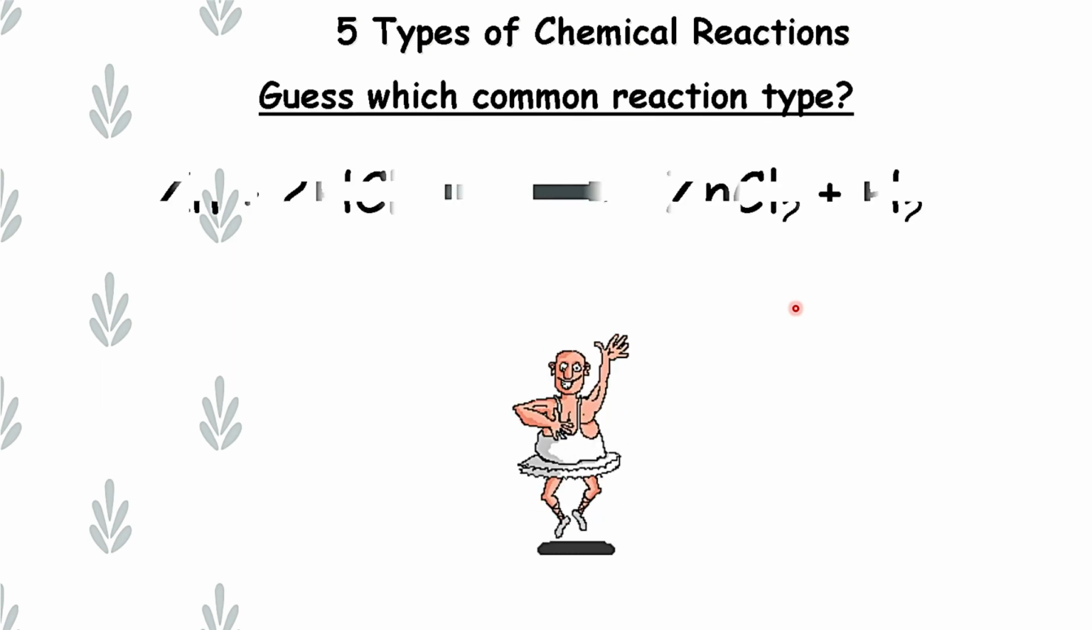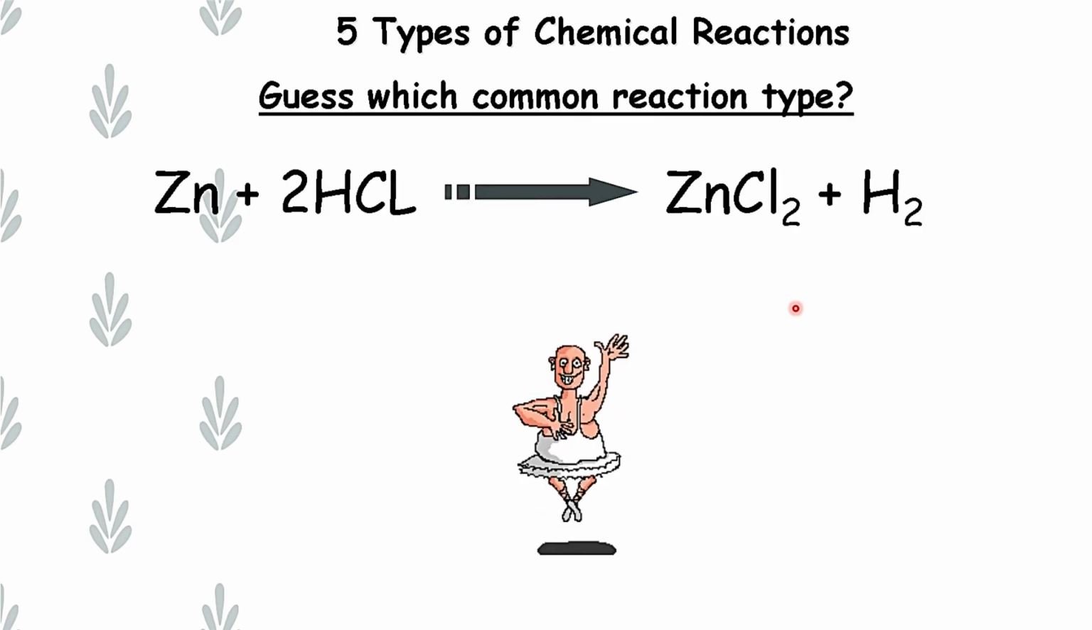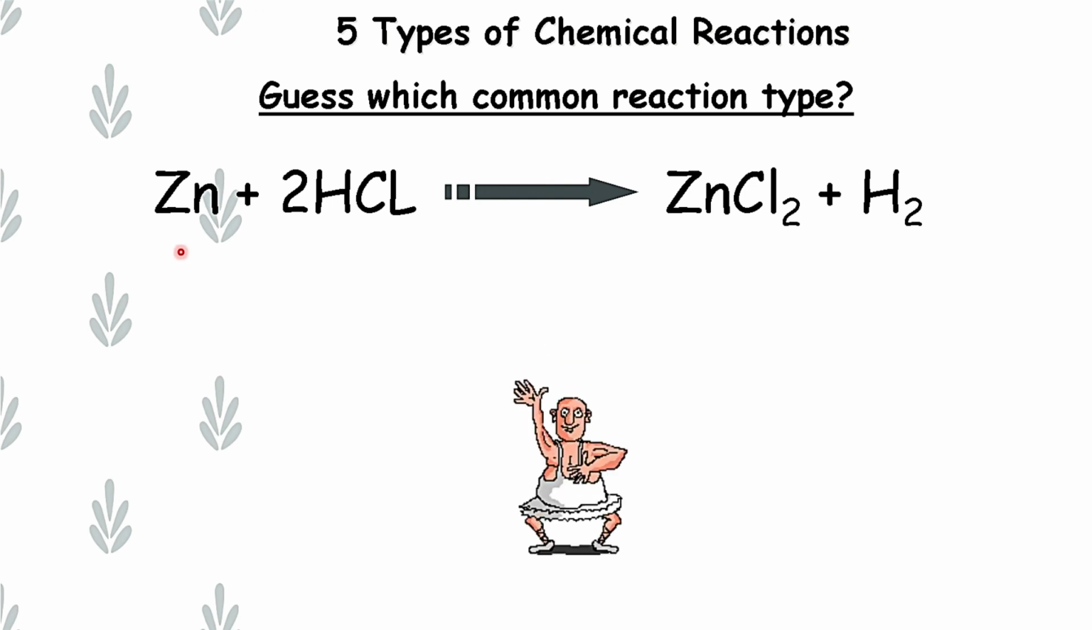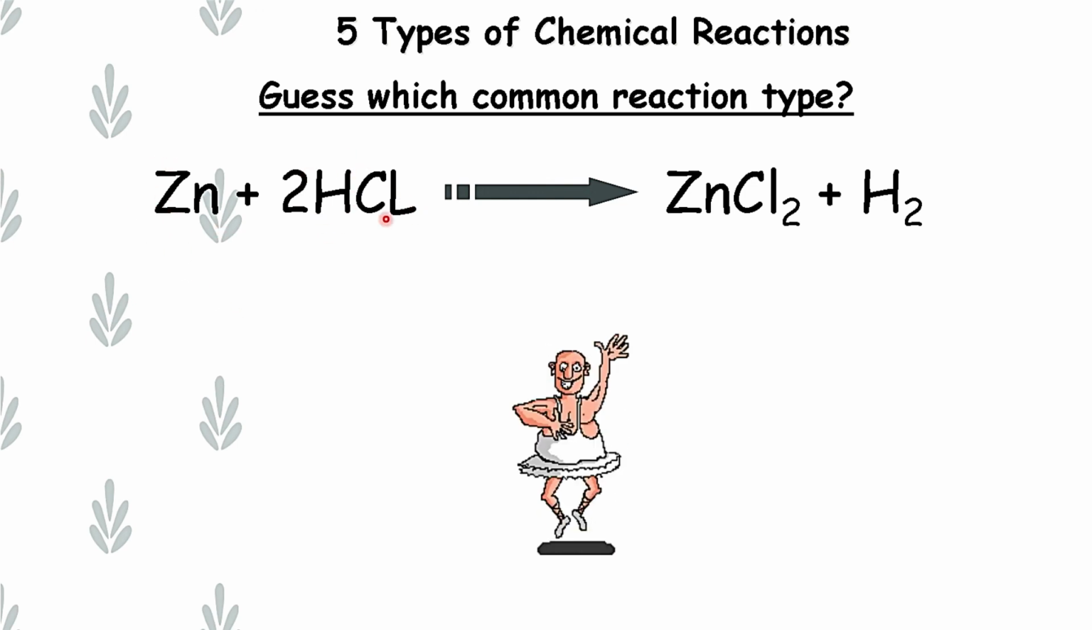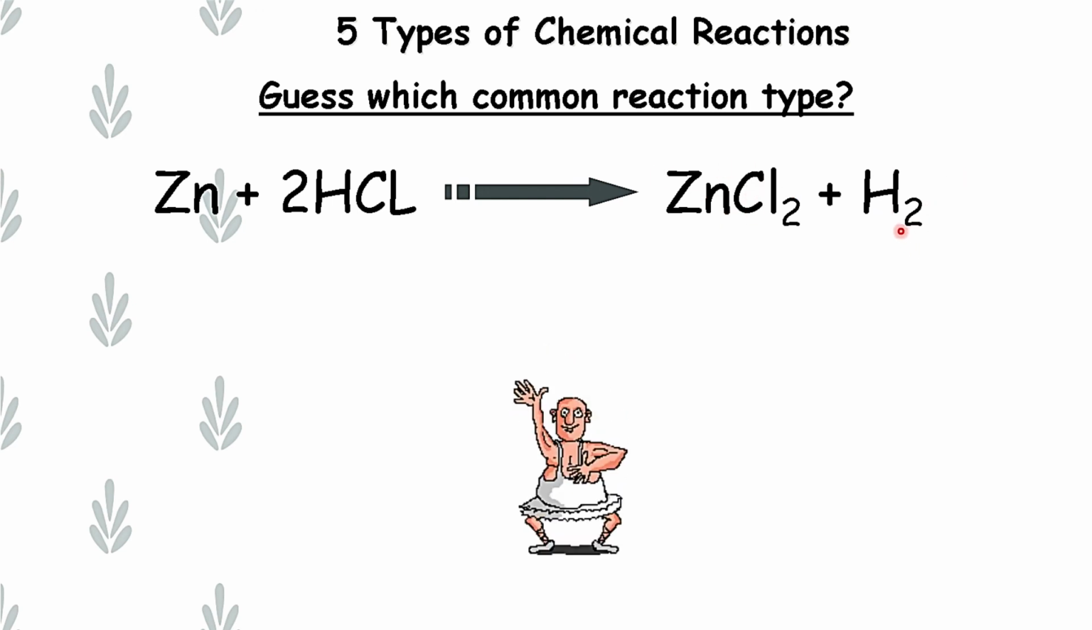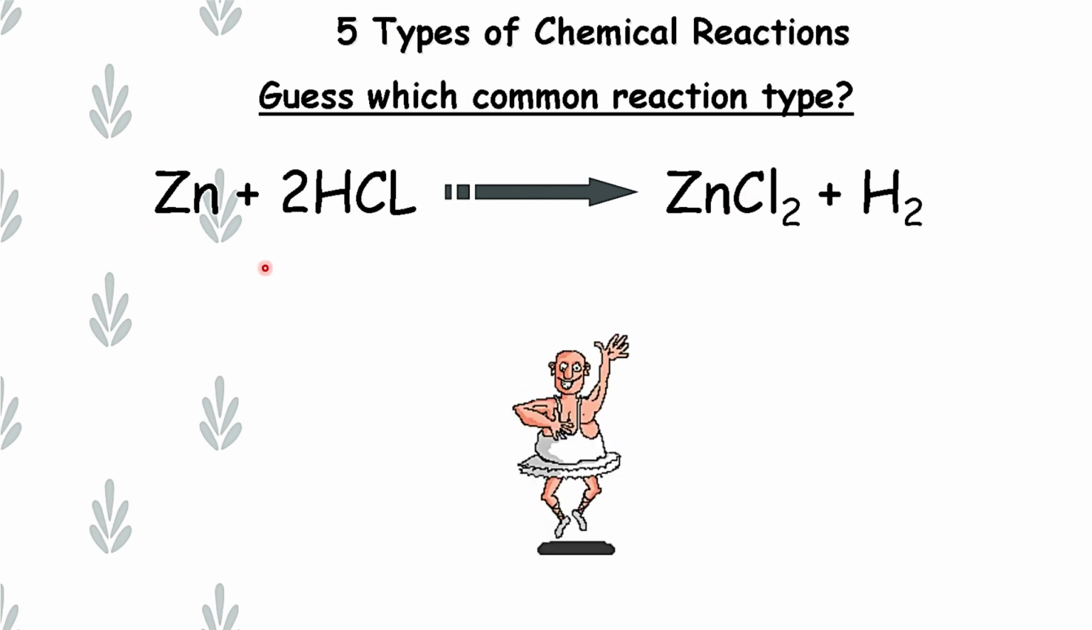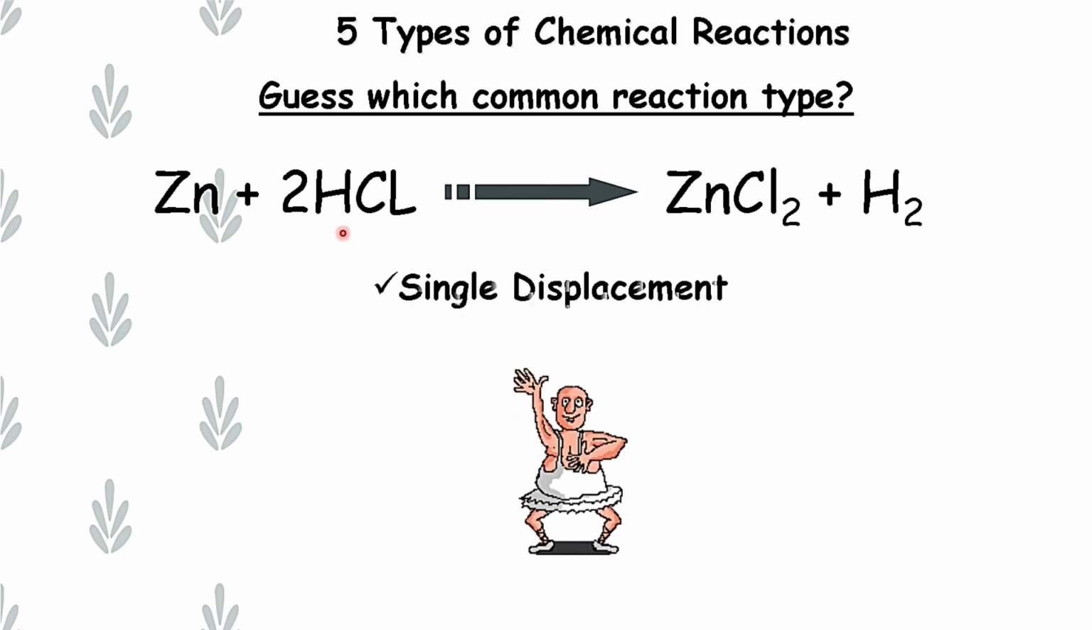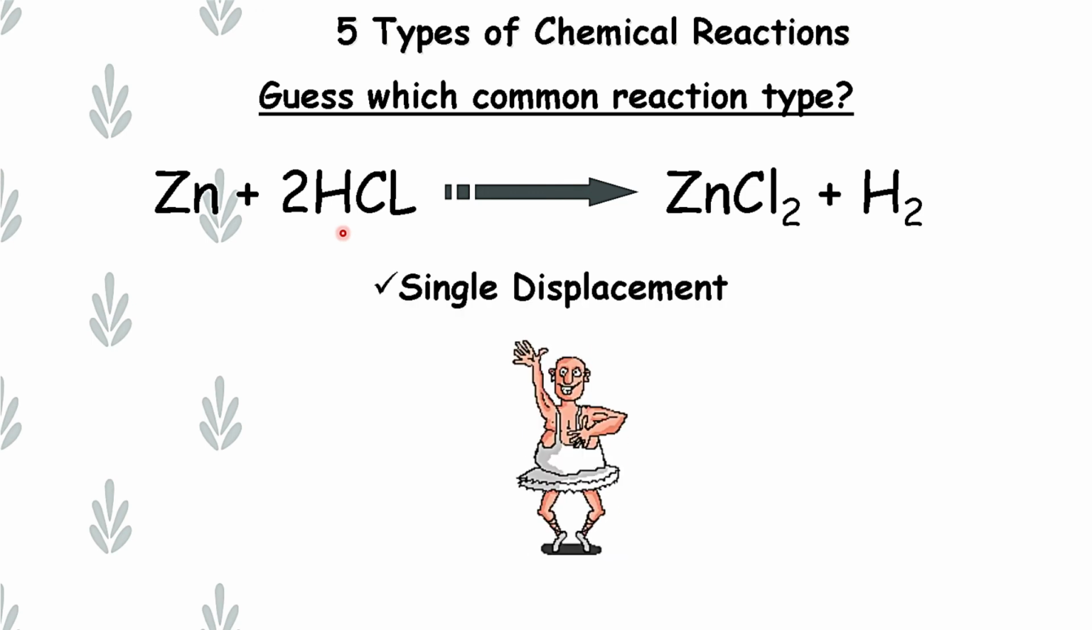Now what type of reaction is this? 1 single element and 1 compound are reacting and forming 1 compound and 1 single element. So here you can see Zn, zinc, is taking the place of hydrogen. So this one is a single displacement reaction.